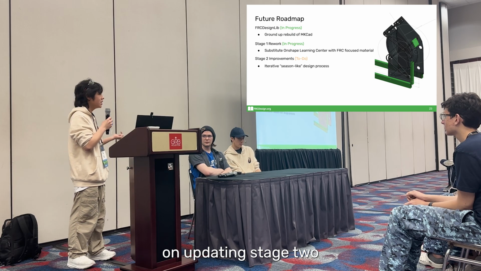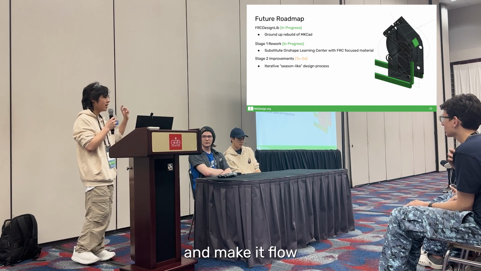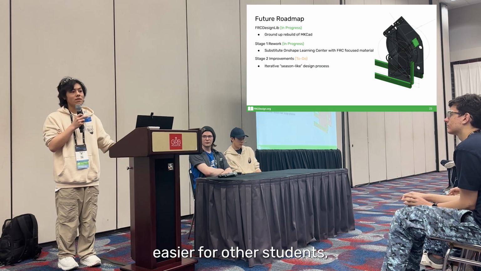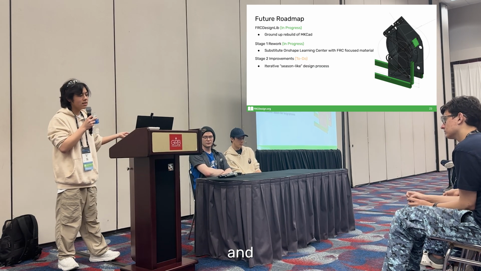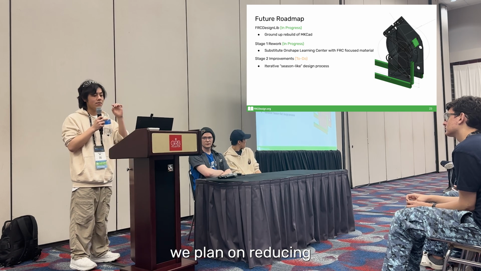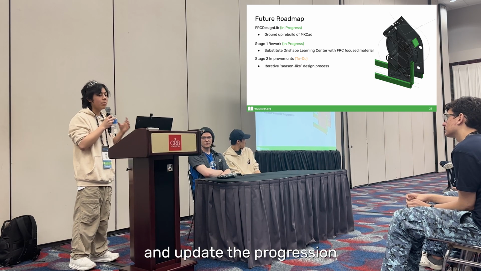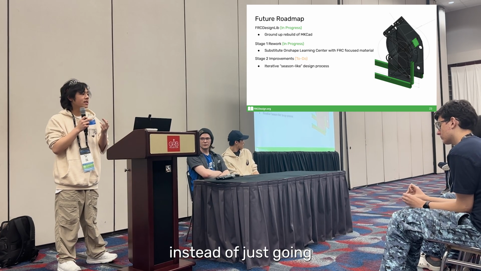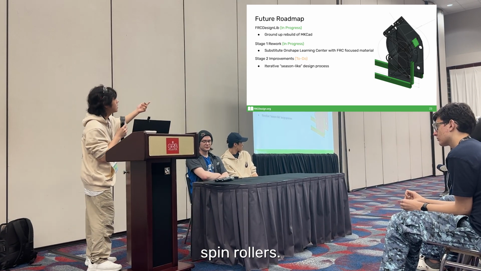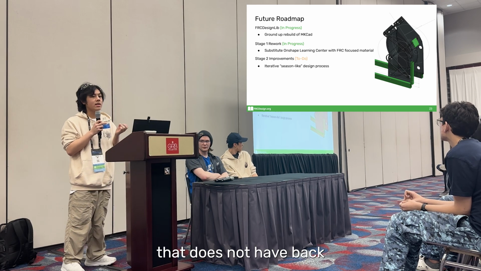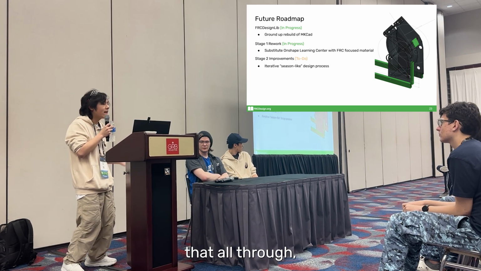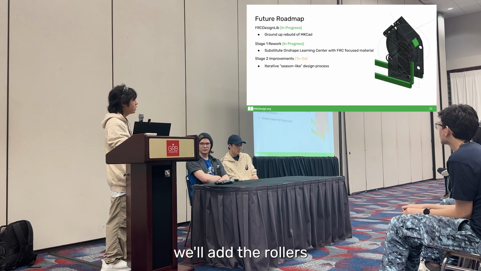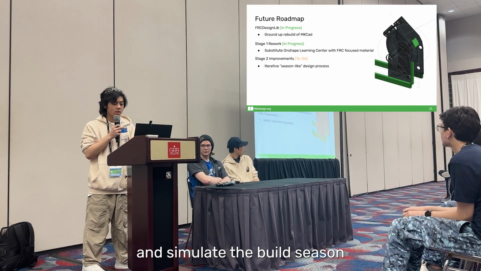We plan on updating stage 2 so it's up to our standards and flows a lot easier, which will make life easier for other students. We also plan on reducing a little bit of the hand-holding and updating the progression to simulate the build season. So if we have a shooter, instead of just going straight to the backspin rollers that you can see here, you might start with a shooter that does not have backspin rollers. You'll design that all through, and then afterwards, we'll add the rollers and simulate the build season through that.